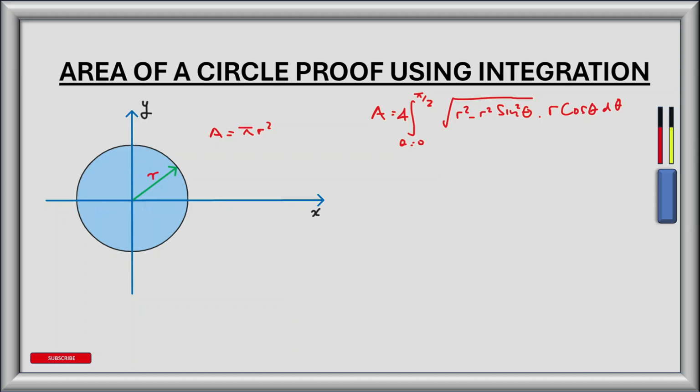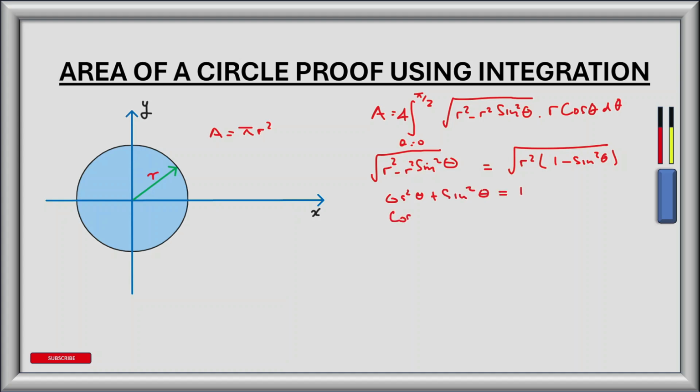So now if we look at what's under the square root sign in isolation, the square root of r squared minus r squared sine squared theta, this is equal to r squared into 1 minus sine squared theta. Now fortunately there's a trig identity that'll help us out here. We have the trig identity cos squared theta plus sine squared theta equal to 1, so cos squared theta is equal to 1 minus sine squared theta. So the square root can now be written as square root of r squared multiplied by cos squared theta.